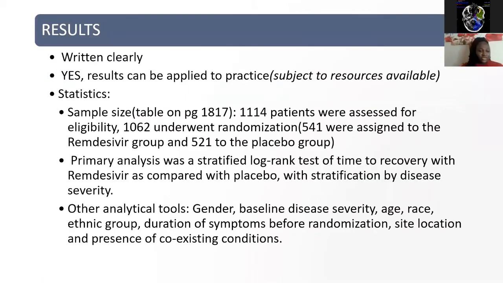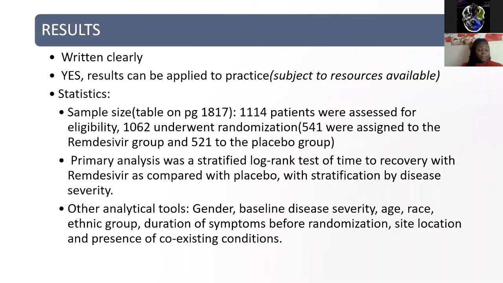There's a small box in that table where it says 52 were excluded: 28 were ineligible due to meeting exclusion criteria or not meeting inclusion criteria, and 24 were eligible but were not enrolled. So those were the dropouts. Out of the 1,062 that were randomized, 541 were assigned to the Remdesivir group and 521 to the placebo group. And the primary analysis, that will be page 1819.